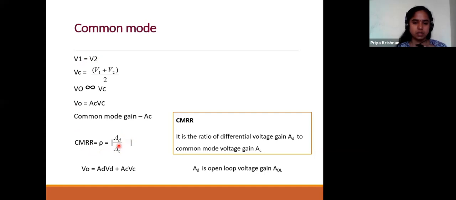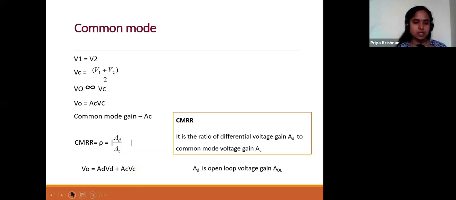Okay, so for the ideal one, AC should be 0 and AD should be infinite. So if AD is infinite, CMRR will also be infinite. Finally, V out is the addition of the difference mode gain as well as the common mode gain. If there are no common signals, then AC is 0 all the time, so we can neglect this part.